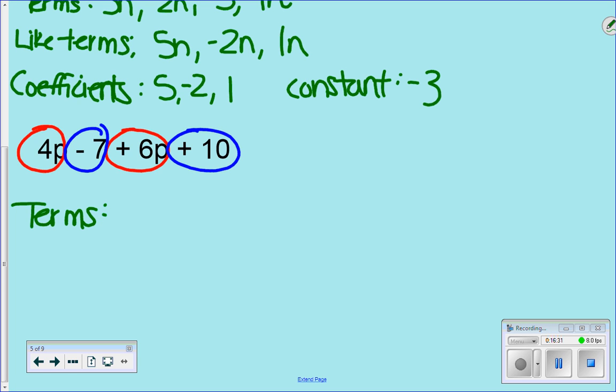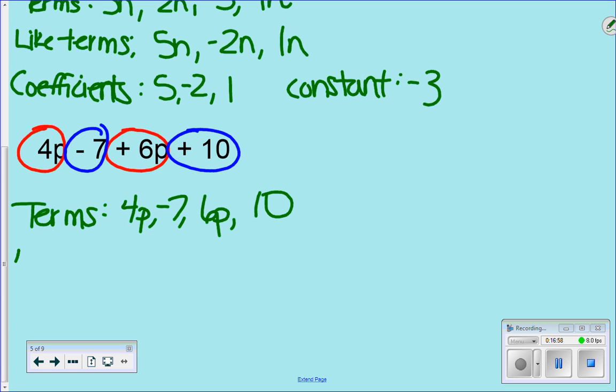Okay, so my reds are like terms, my blues are like terms, that's easy. But what are the terms up here? What if I asked you what the terms were, what would you tell me? 4p would be a term. Minus 7 would be a term. Plus 6p, do you have to put plus 6p? No. You can just put 6p. Anytime we put a sign in front is when it's a negative sign, and then we have 10.